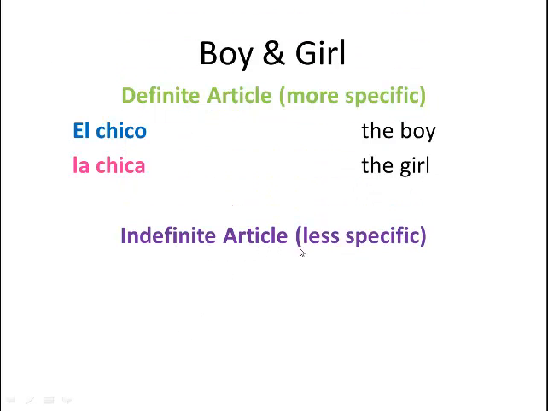And now let's look at indefinite articles. They're a little bit less specific. So we've got un chico, a boy, versus una chica, a girl. Un is the indefinite singular masculine article for chico, and una is the feminine singular indefinite article for chica. And this is where you see the difference. The boy is a little bit more specific than just a boy. And the girl, she's just a little bit more special. We're being a little bit more specific about the girl than we are about just a girl.